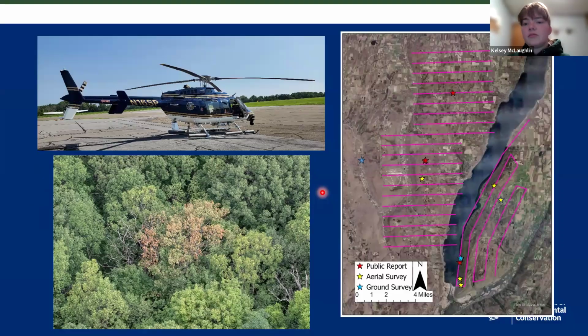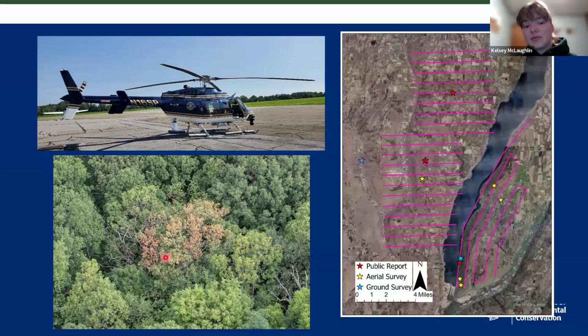And then we have a couple of programs that fly sort of specific targeted areas. So for example, this map on the right here is our oak wilt flight lines around Canandaigua Lake. So these lines are about half a mile apart, and the idea is the helicopter just goes back and forth along all these lines, and I mark any sick-looking oak trees, like this guy, for example.